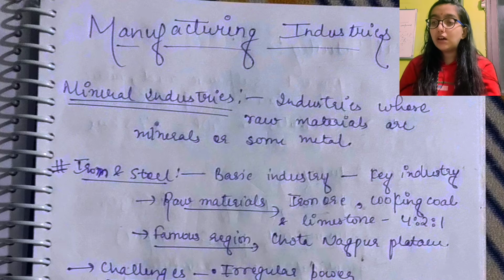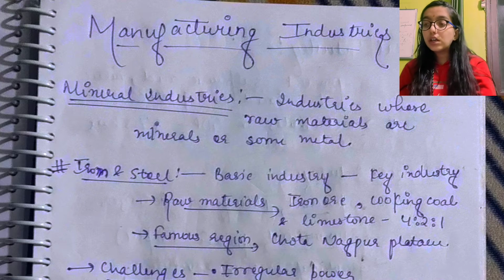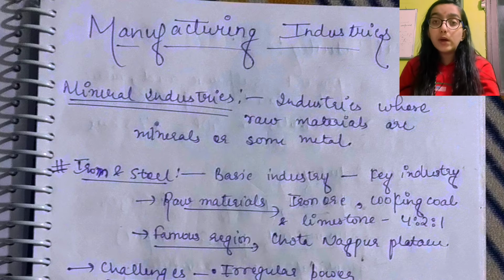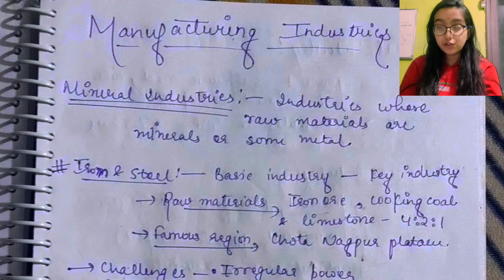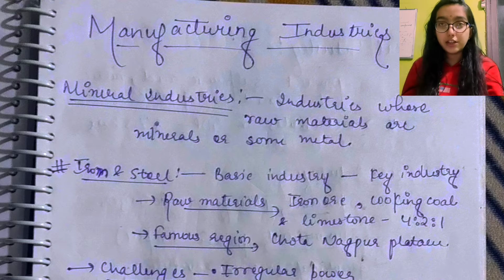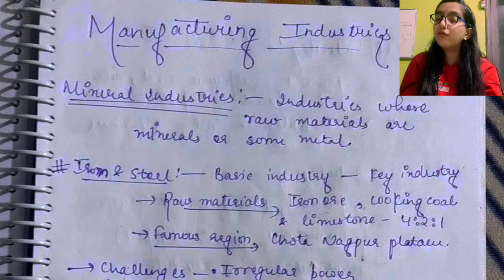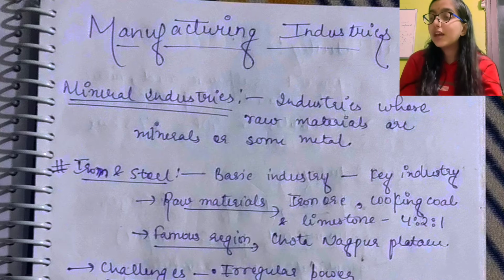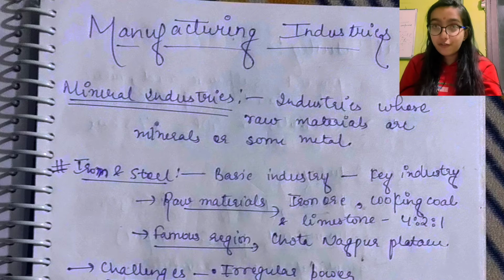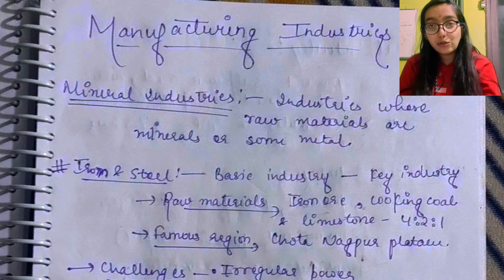The raw materials for these industries are iron ore, coking coal and limestone within a definite ratio, and the ratio is 4:2:1. This is important. You have to learn what the ratio of the raw materials required for the iron and steel industries is. The famous region where these industries are found is Chota Nagpur Plateau.